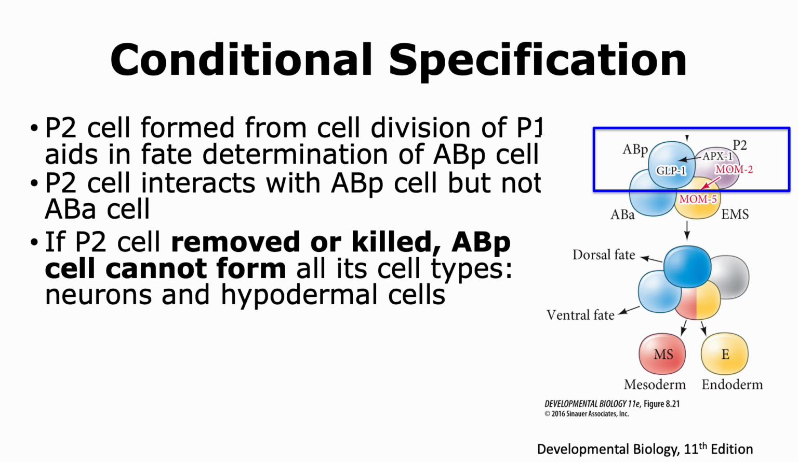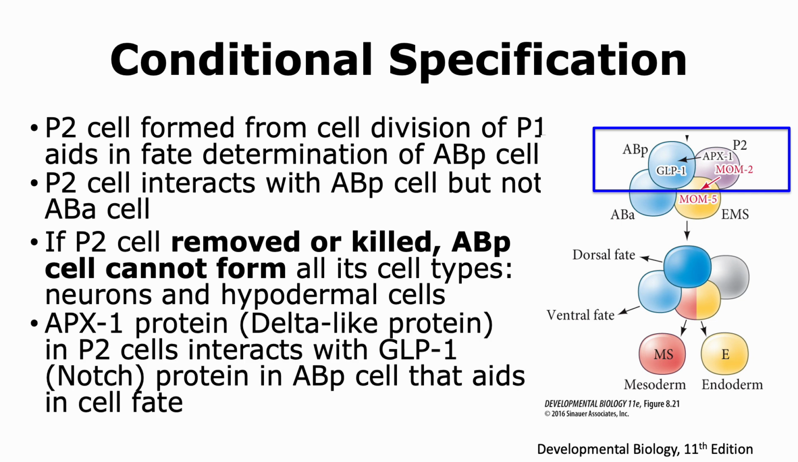If the P2 cell is removed from the embryo or is killed in the embryo, the ABP cell cannot develop into all its cell types, which are the neurons and the hypodermal cells. The reason being that P2 is not giving the cues that are needed for the development of ABP.